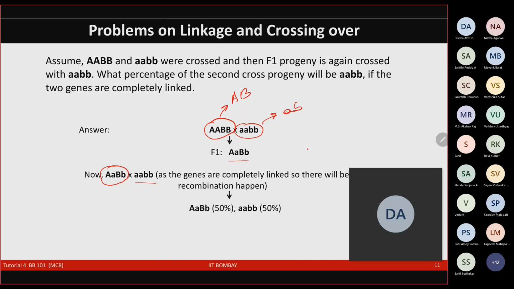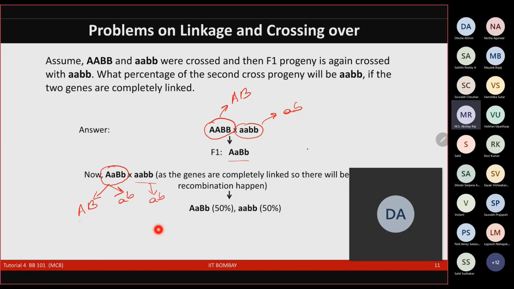Like in the previous example, where you had the heterozygous form, you got four kinds of alleles. But here, since the genes are linked, you will get only two kinds of alleles, which is capital A, capital B, and small a, small b. And from this one, again, you will get only small a and small b.